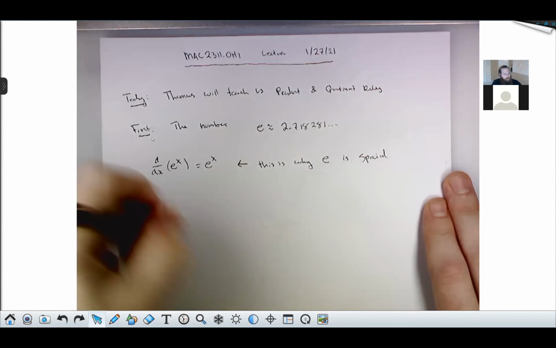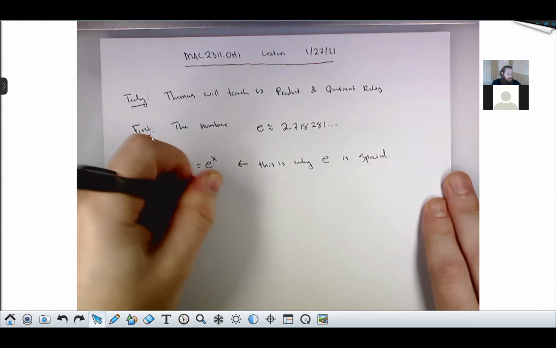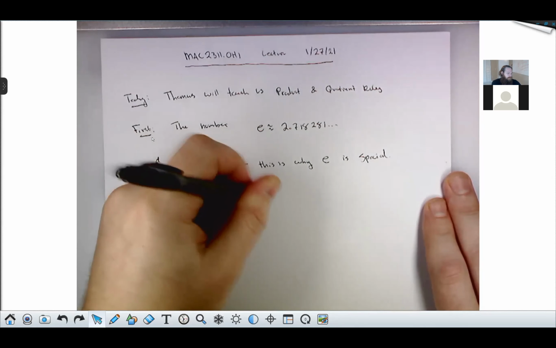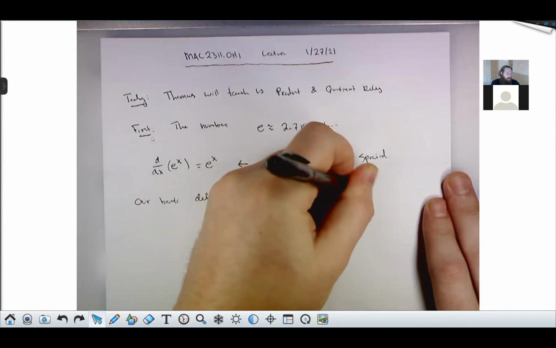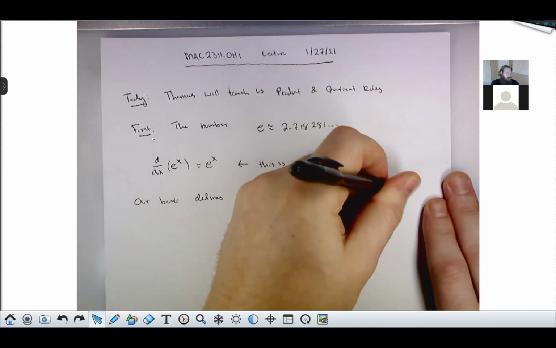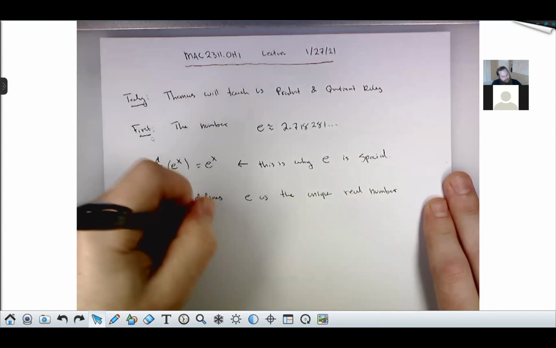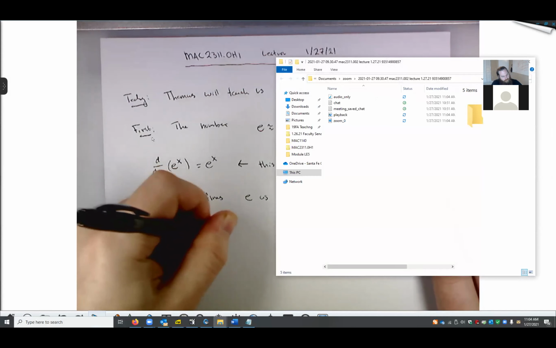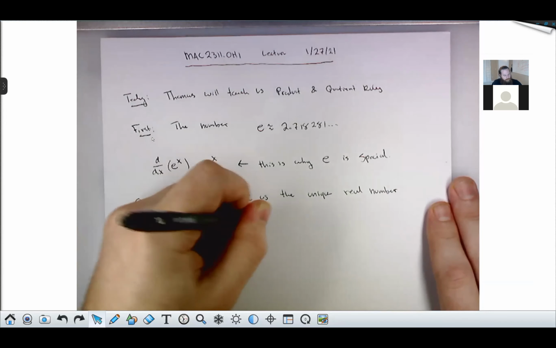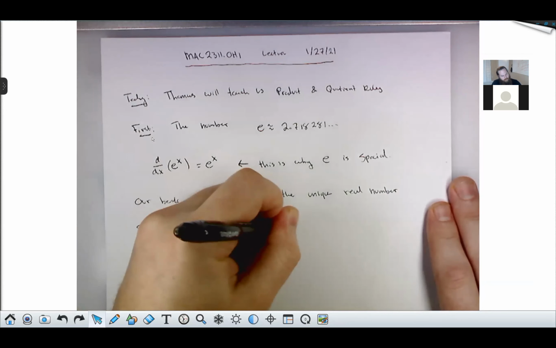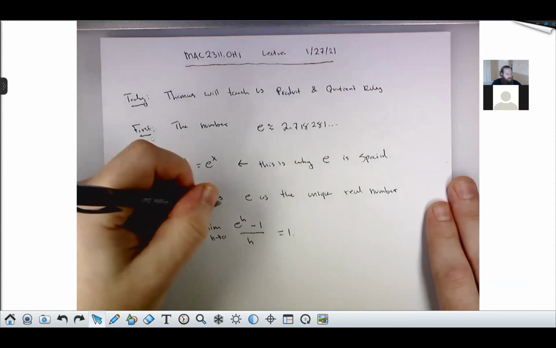But how do we define the number? Our book defines e as the unique number, and Tahara talked about this, the unique real number satisfying the limit as h goes to 0 of (e to the h minus 1) over h equals 1. That's the definition that our book uses.